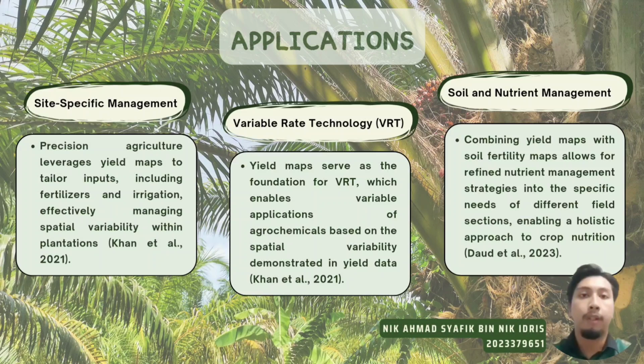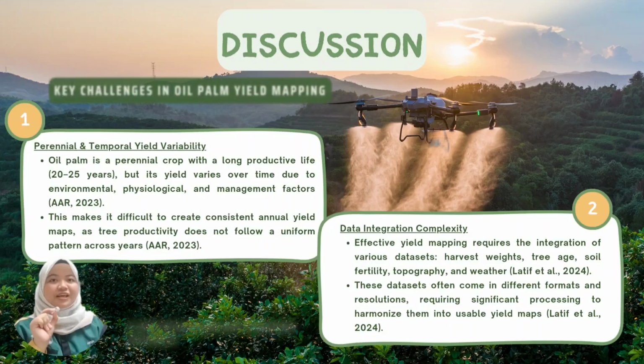The third one is soil and nutrient management. Combining yield map with soil fertility map allow for refined nutrient management strategies tailored to the specific needs of different field sections, enabling a holistic approach to crop nutrition.